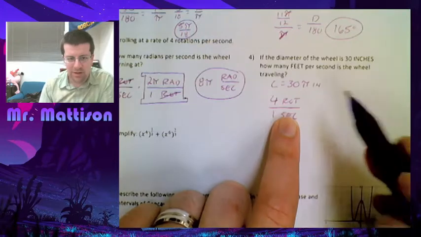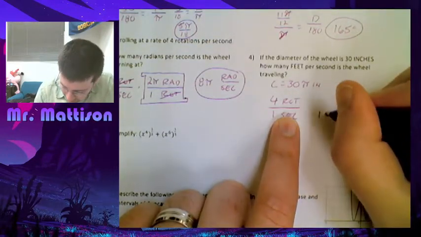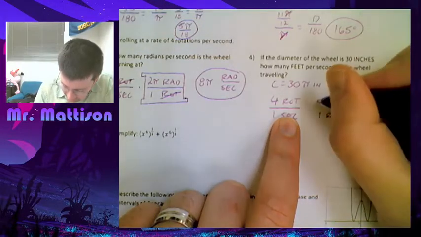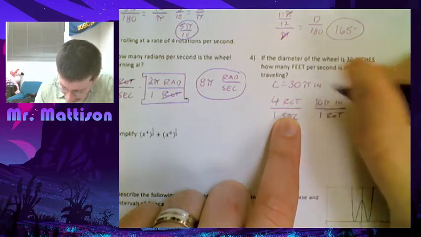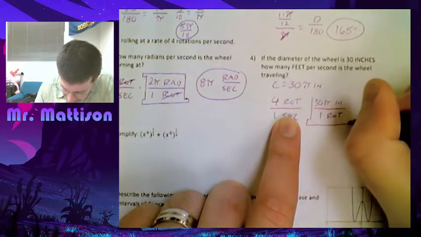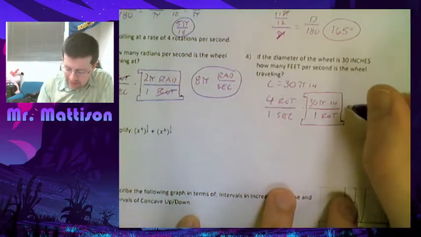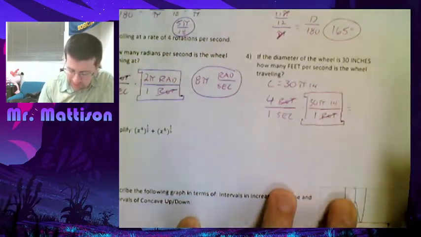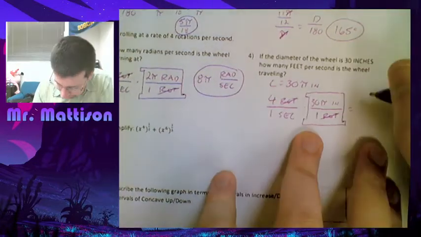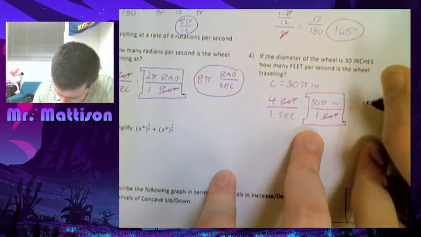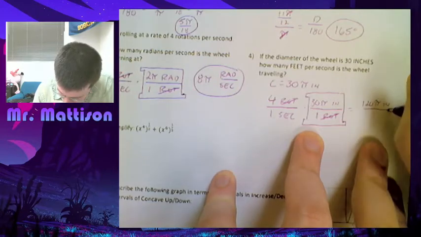I want to put the rotation on the bottom of that giant 1 because I need it to cancel out. So 1 rotation is equivalent to 30 pi inches. So here's this giant 1. So now when I multiply these, I'm going to get my rotations to cancel out. 4 times 30 pi is going to be 120 pi inches per 1 second.